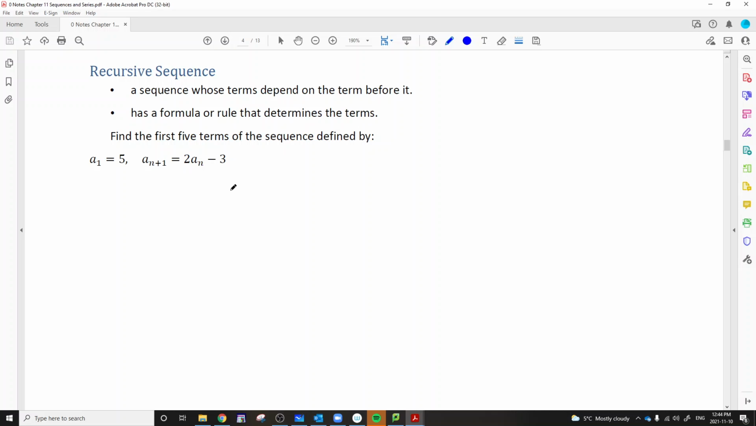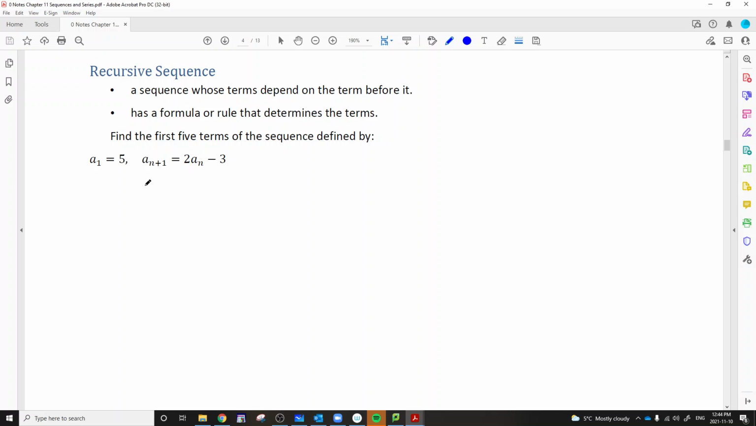The next kind of sequence we're going to introduce you to is something called a recursive sequence. A recursive sequence is one where you can't determine the next term in the sequence unless you know the term that comes before it. So it will be defined by a rule, but you'll notice when you look at the rule, it'll have something like a base n plus 1 is equal to 2 times a to the n minus 3.